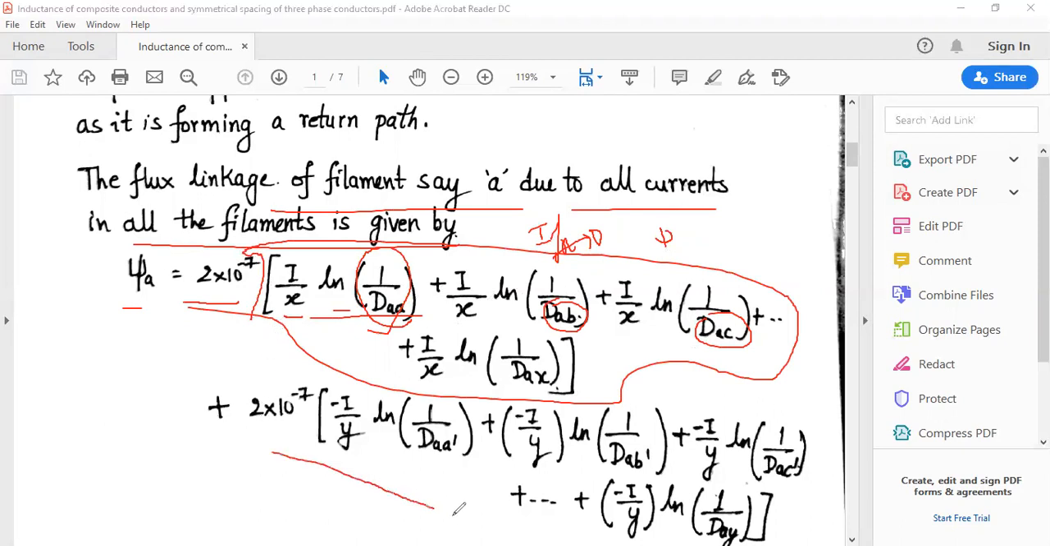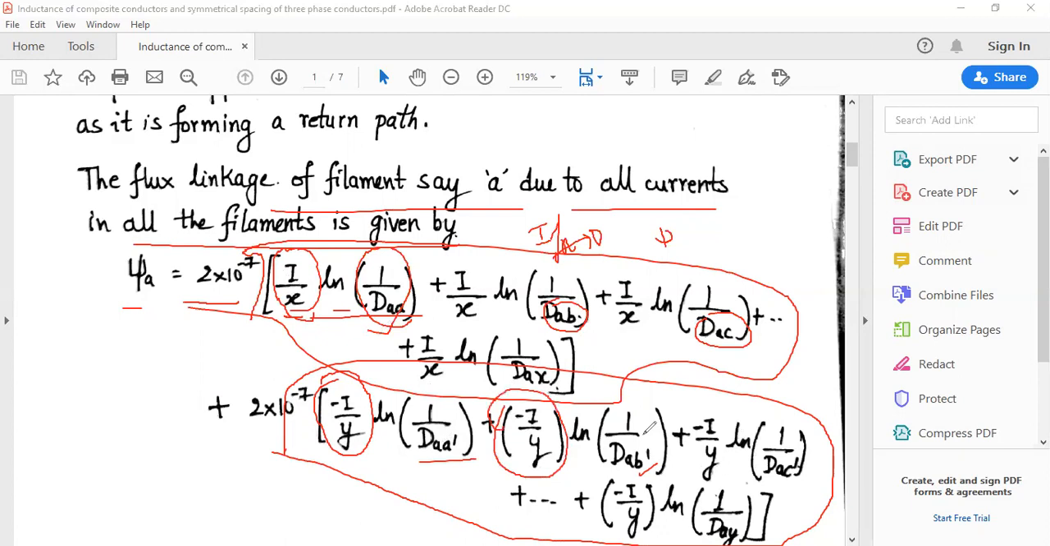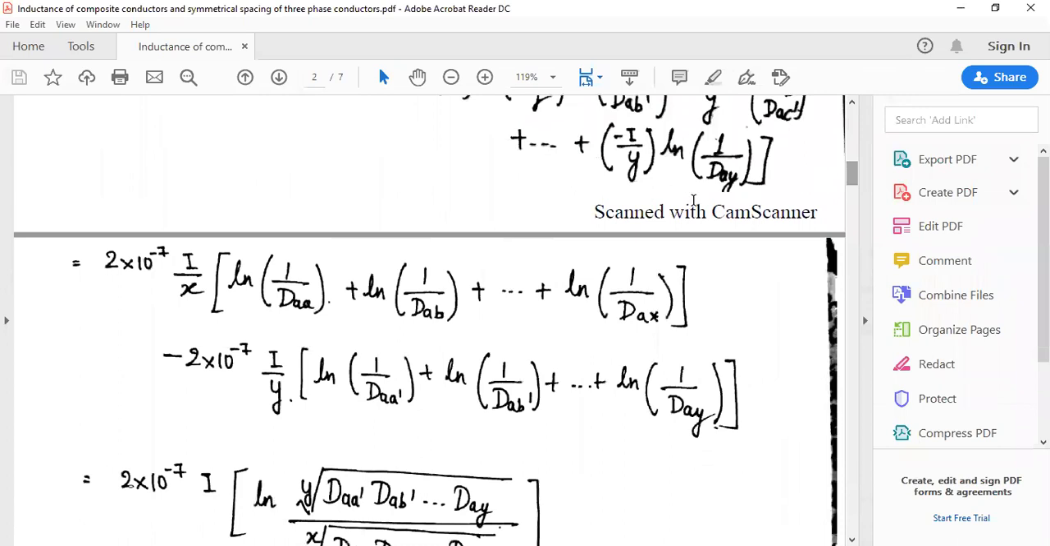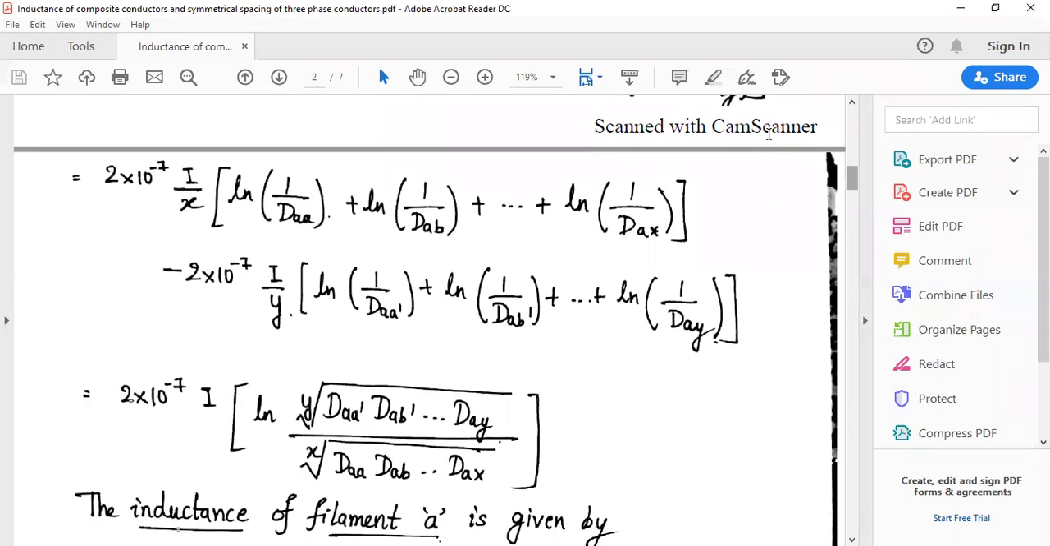Next, conductor Q. For conductor Q, I have A dash to A, B dash to A, C dash to A, and similarly you can write the rest. The current is in the opposite direction to that of I by X, so I can write it as minus I by Y in all the cases up to the Y filaments present. Next, I can extend the analysis. I can take I by X and I by Y as common factors, and make certain simplifications, which are listed out here.